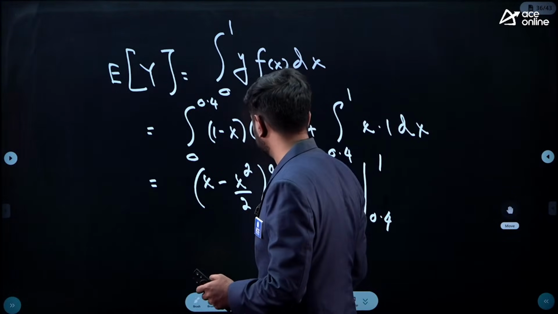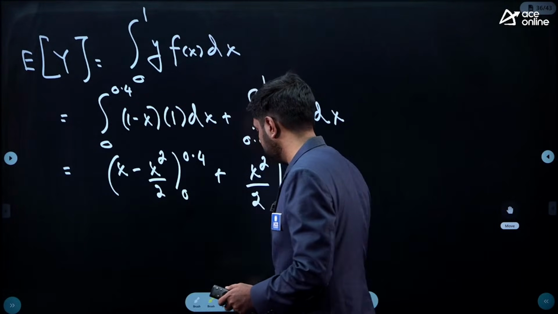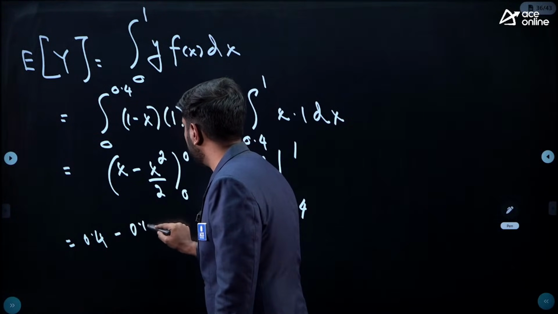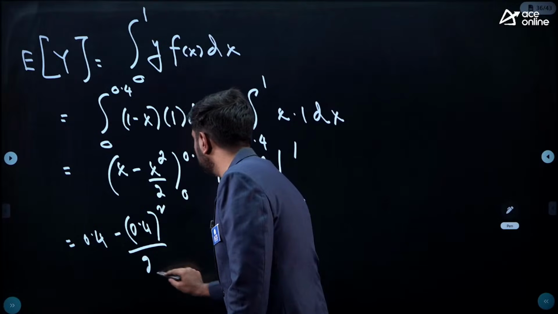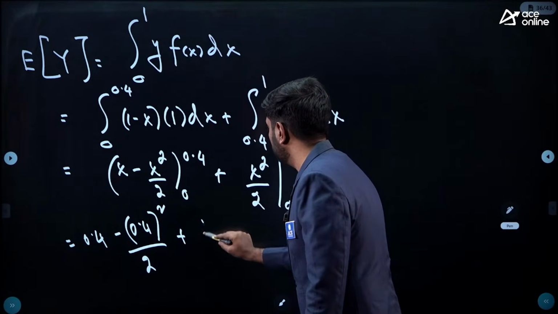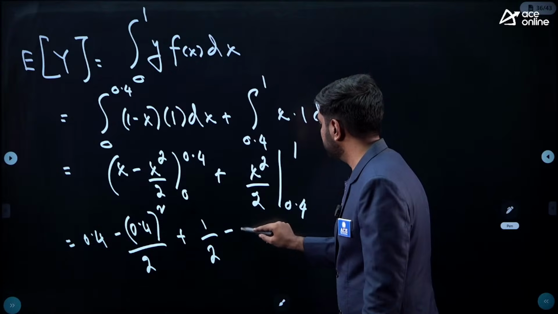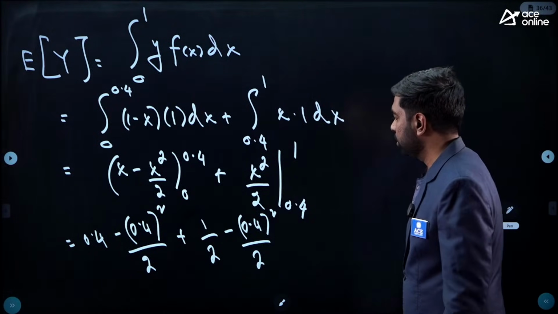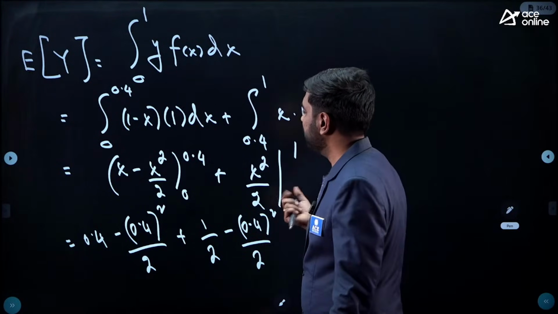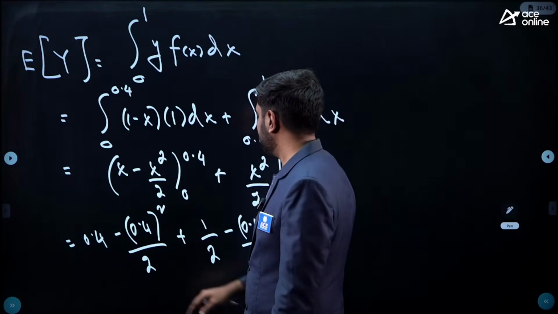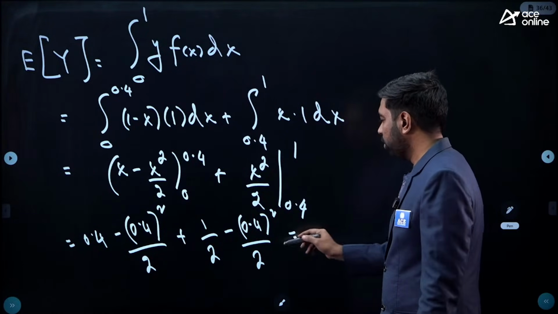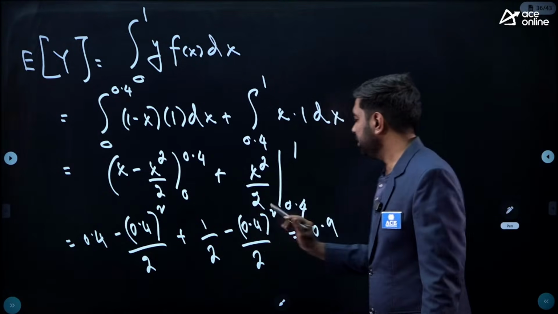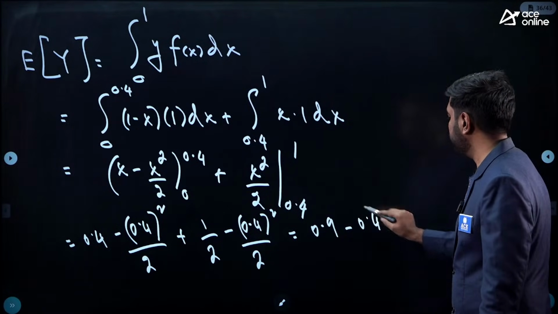So let me check it. So when I substitute this, this will be 0.4 minus 0.4 whole square by 2. Then it is 1 by 2. And then when I substitute this, this is minus 0.4 whole square by 2. Is everything okay? Yeah, everything looks correct. This lower limit is anyway gone. This is 1 by 2, 0.5, that is 0.4. So this is 0.9. And when you combine this, it will be minus 0.4 whole square.